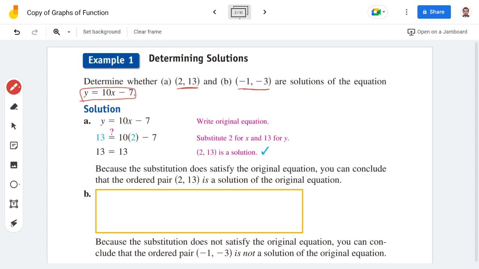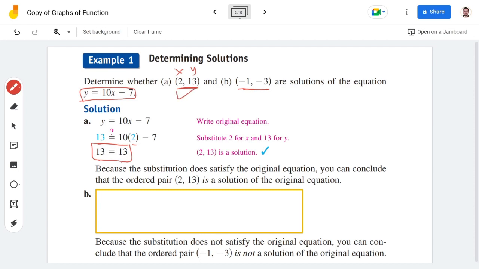How can we know whether these two points are solutions? We just plug them into the equation. 2 represents x and 13 represents y, so we put in 2 and 13, then simplify, and we get the same answer. 13 is equal to 13, so that means (2, 13) is a solution.